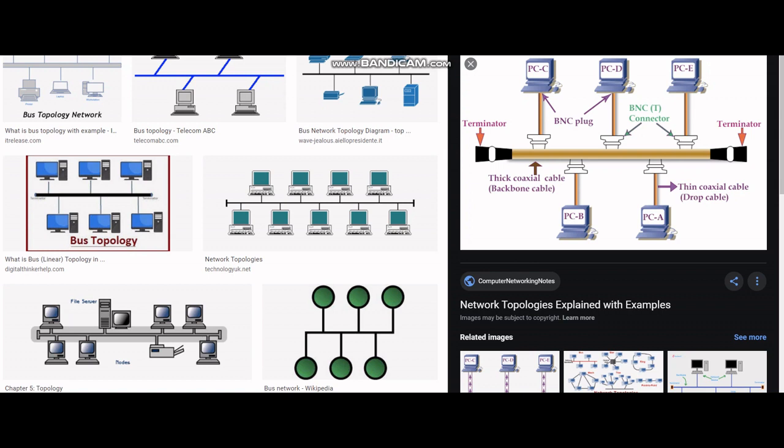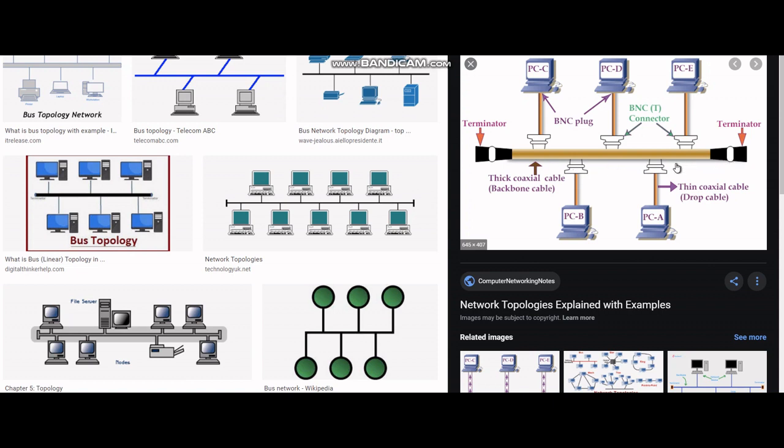Some advantages of a bus topology is it is cost effective. Cable required is least compared to other network topologies, so you don't need a lot of cabling for this, so it saves money on cabling. It's commonly used in small networks. It's easy to understand, and easy to expand by joining two cables together.